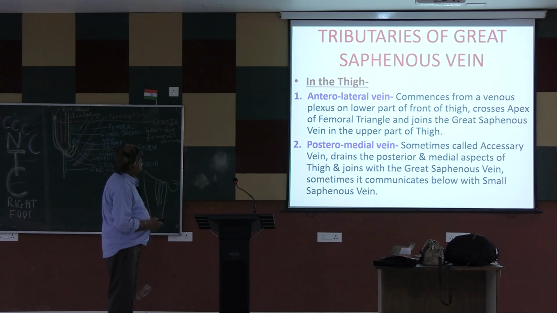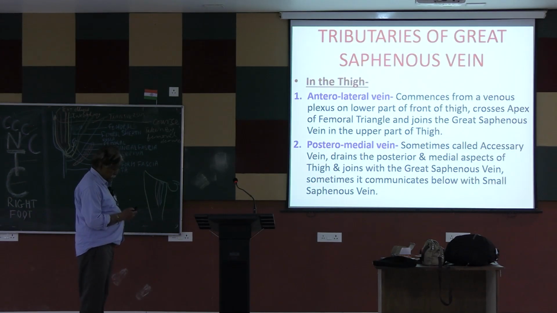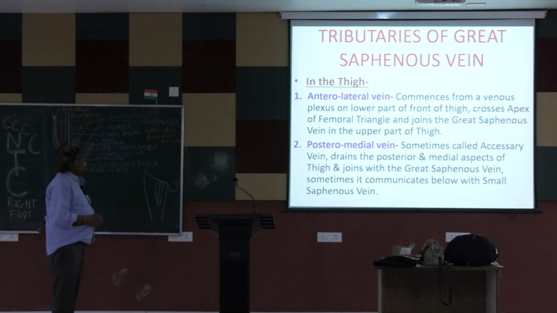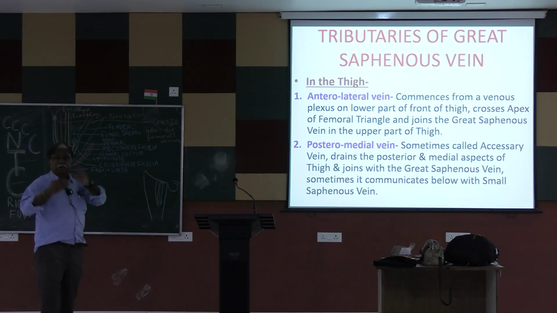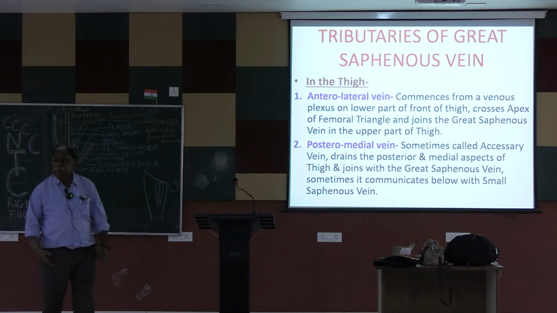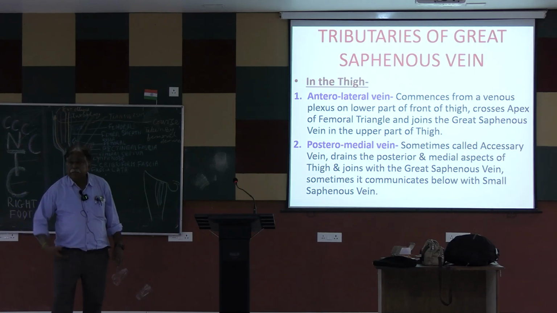Now, tributaries of the great saphenous vein in the thigh. The anterior lateral vein commences from its venous plexus on the lower part of the front of the thigh, crosses the apex of the femoral triangle and joins the great saphenous vein in the upper part of the thigh. I told you in the initial stage of my lecture that the lower limb is in compartments, part by part by part. Then it becomes easy for you.